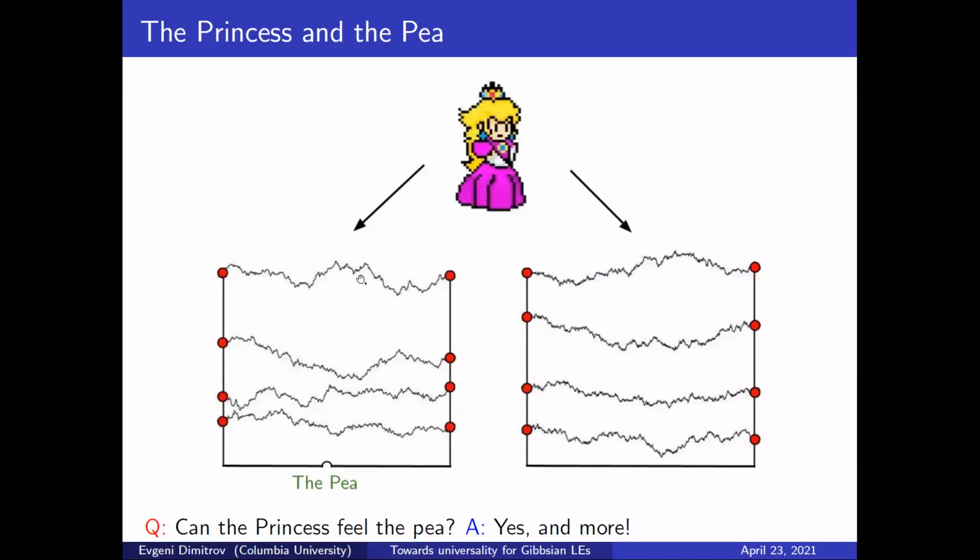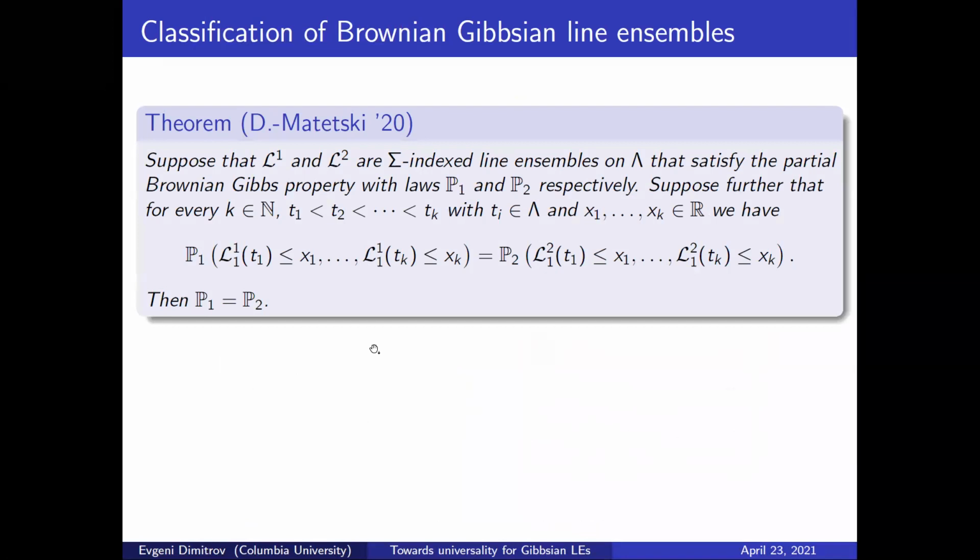Now, by simply observing the top curves of these ensembles, she can determine the entire distribution of the full ensemble. And in particular, she can see if the bottom one has a P or not. So this is a theorem. It's a result by myself and Konstantin Matietsky from last year.